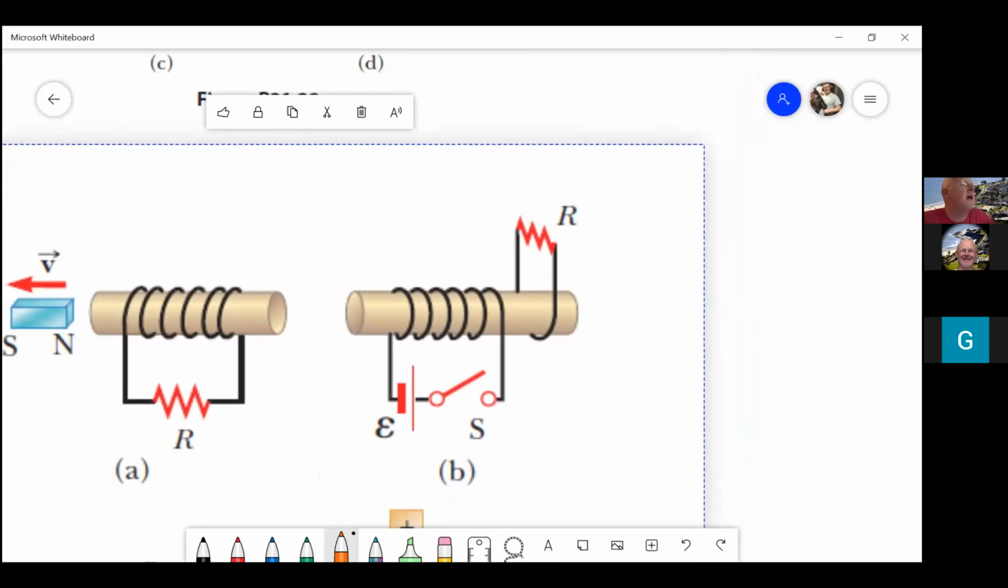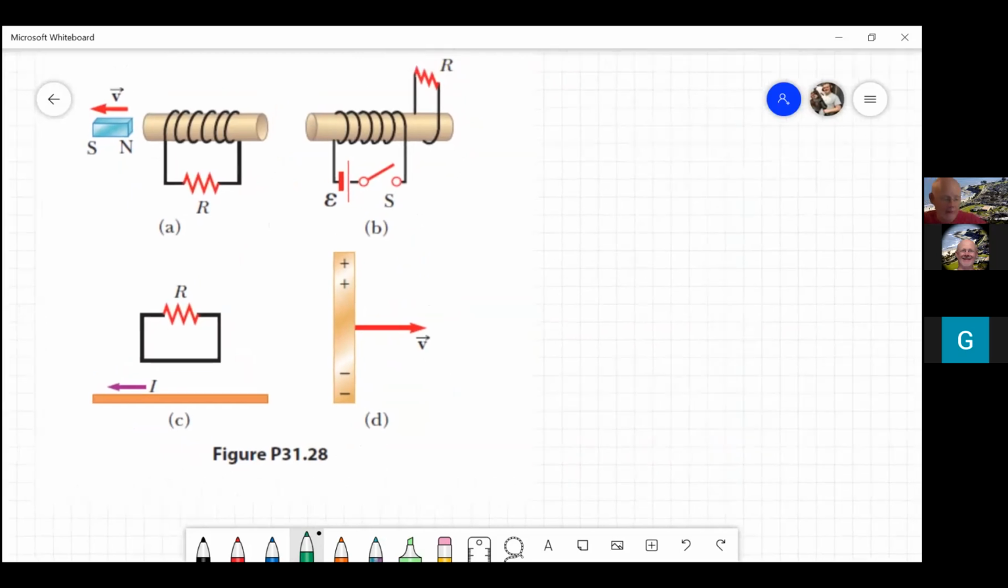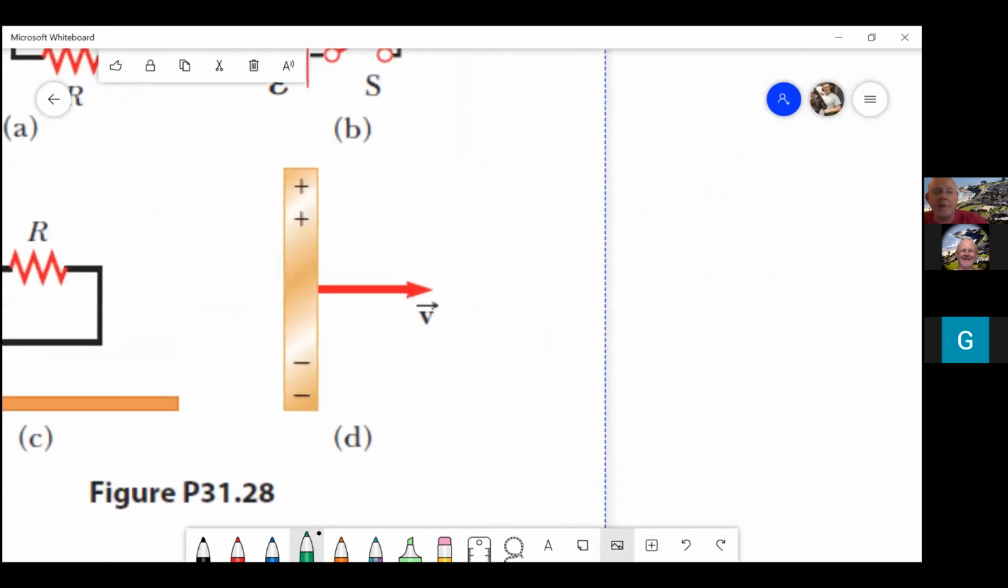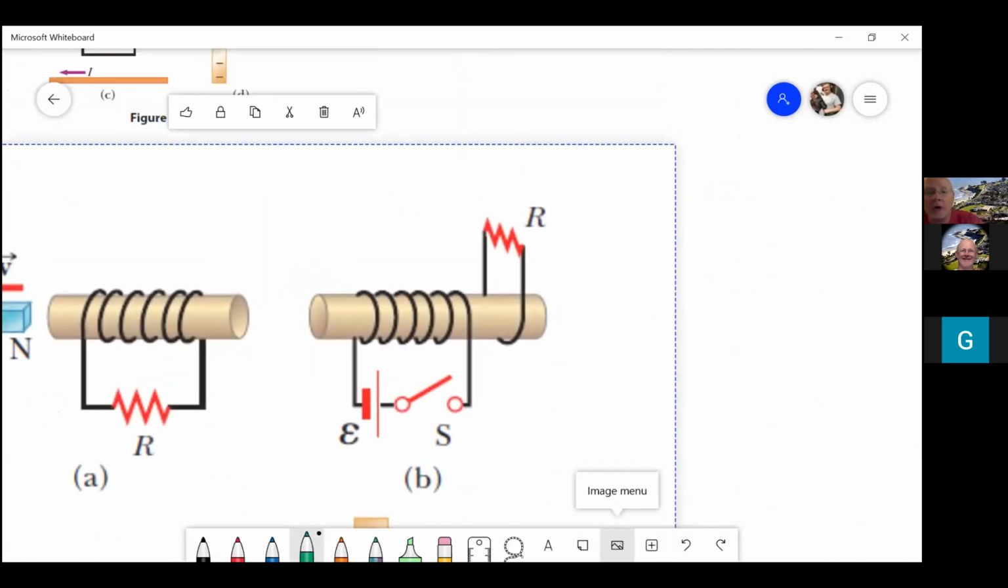So B says, what direction is the current induced in the resistor immediately after the switch S in figure B is closed? Okay, so let's talk about the flux before we do anything. So usually I like to start with green, and I'll go in the same order. Here's my green. Hey, how come I made my picture smaller when I did that? Bring the picture back in phase. Okay, so right now I'm just going to put the word no.